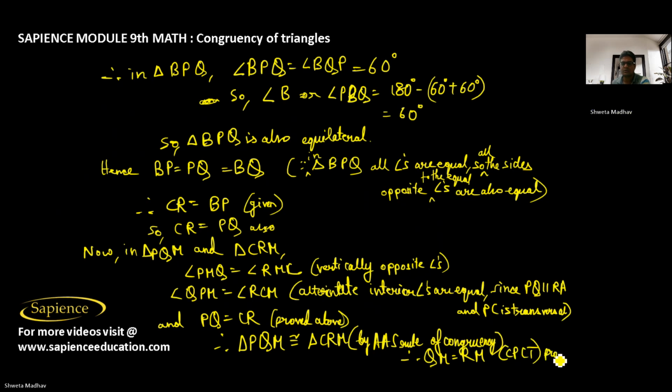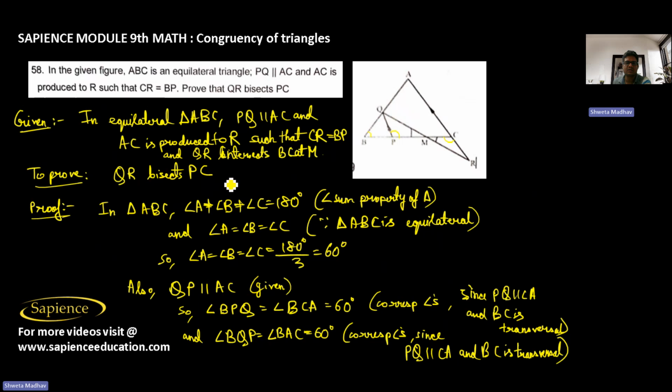So hence proved. If we can show that QM is equal to RM, it also means that M is the midpoint of QR. But sorry, we have to show that QR bisects PC. It means we have to show that PM is equal to CM. So it means that QR bisects PC at the point M, or M is the midpoint of PC.